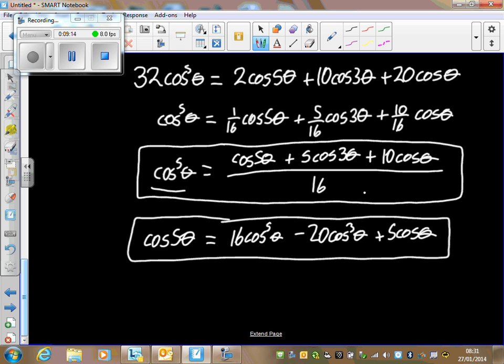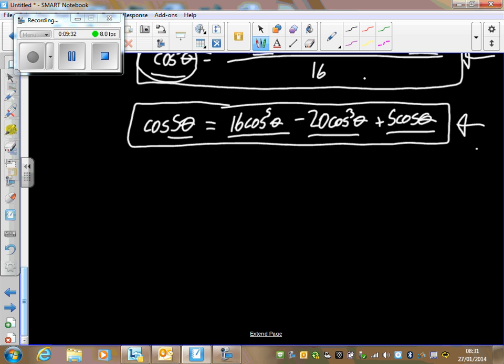And notice the difference. Here, we're expressing a multiple angle in terms of powers. Here, we're expressing a power in terms of multiple angles. Whereas in the other lesson, we expressed a multiple angle in terms of powers. Okay, so it's the reverse problem. You need to use the binomial theorem and everything else.